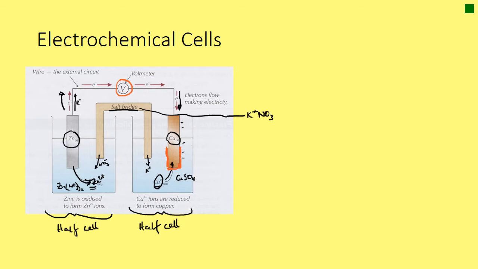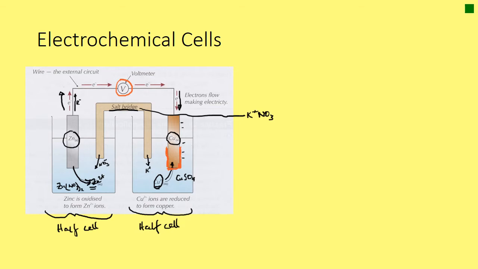And also the other way that the circuit is connected is by this salt bridge here, which is typically just filter paper soaked in often potassium nitrate. So let me just annotate that. You would get potassium nitrate, and that allows the circuit to be completed. Let me tell you why.